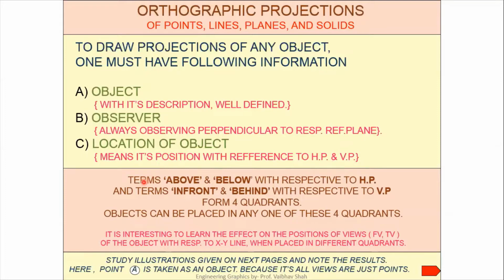Now, the terms above and below with respect to HP will be used, and the terms in front and behind with respect to VP will be used. Here we will be forming 4 quadrants. Objects can be placed in any of these 4 quadrants. Now let us study the illustration by taking point A as our object.